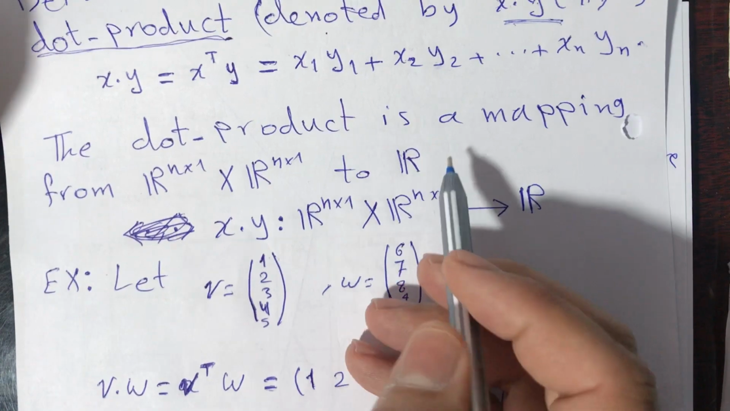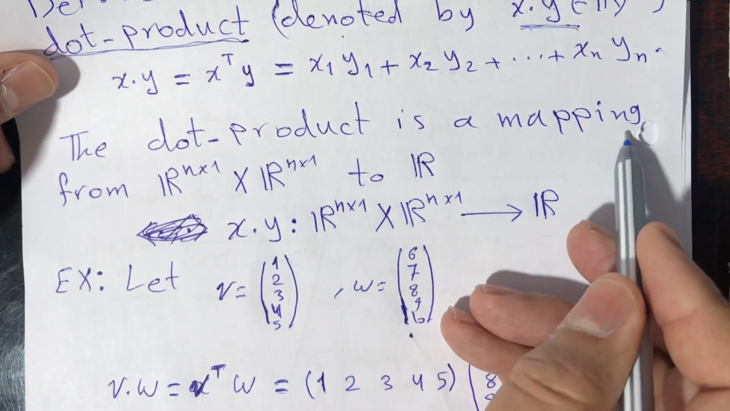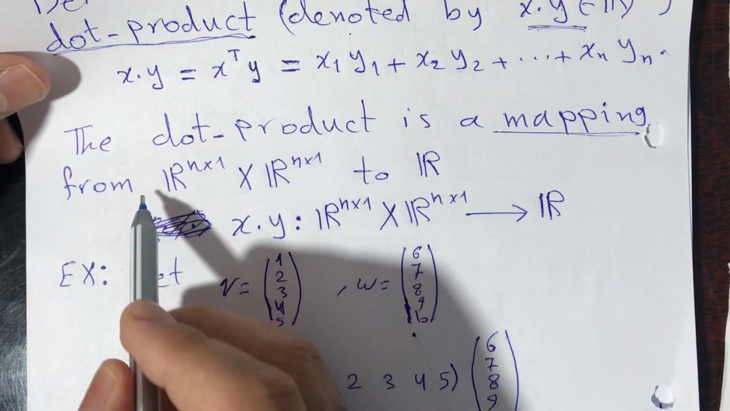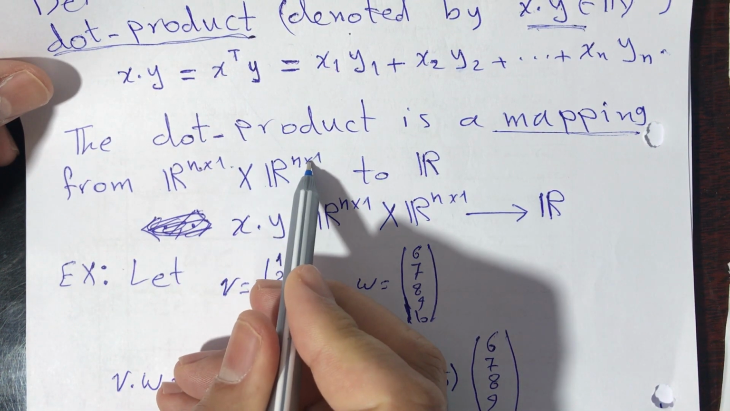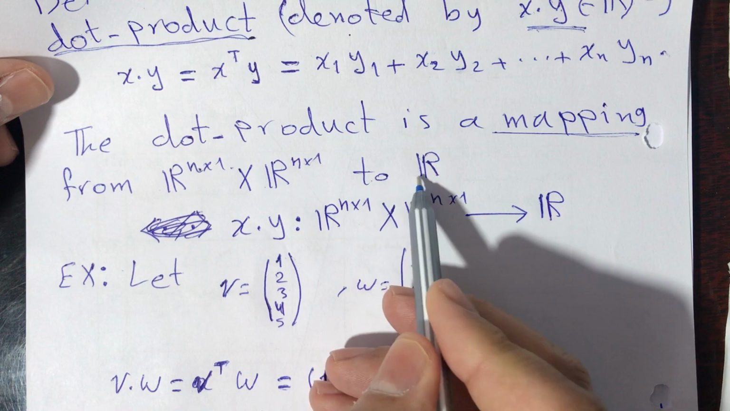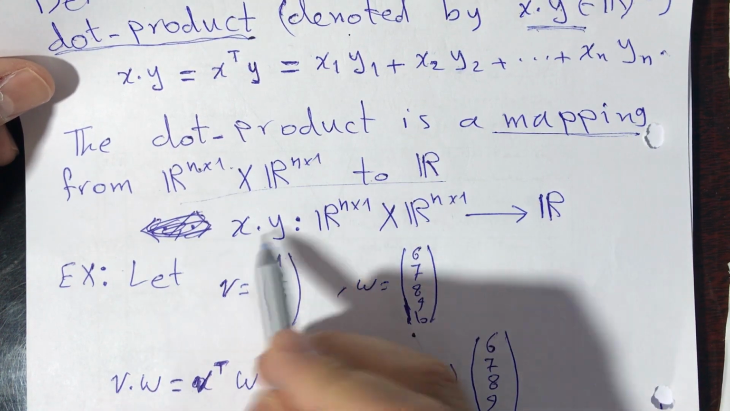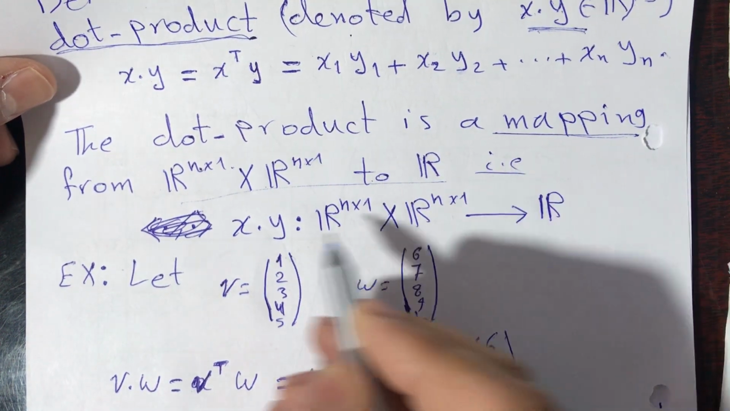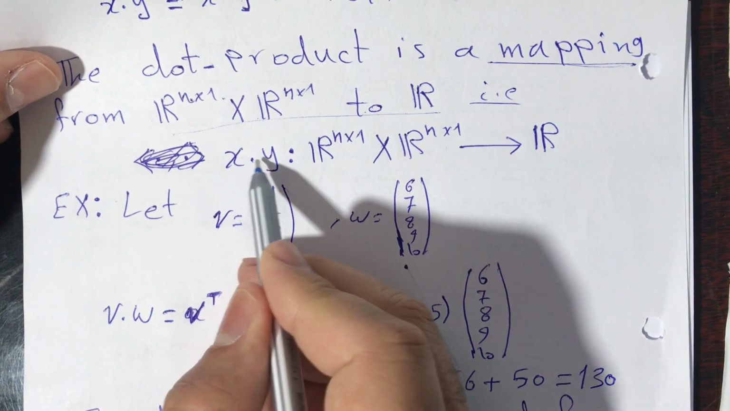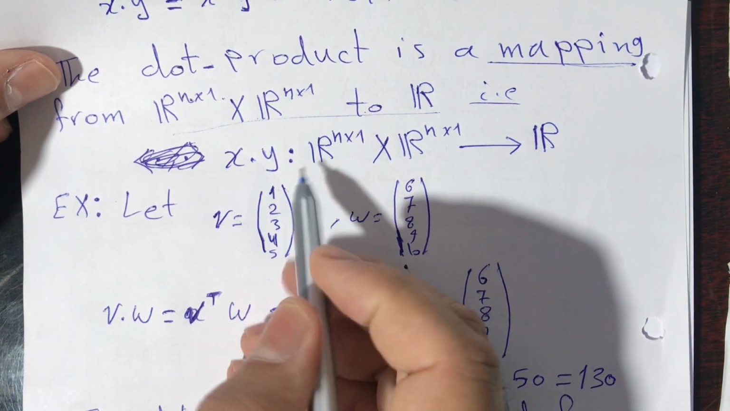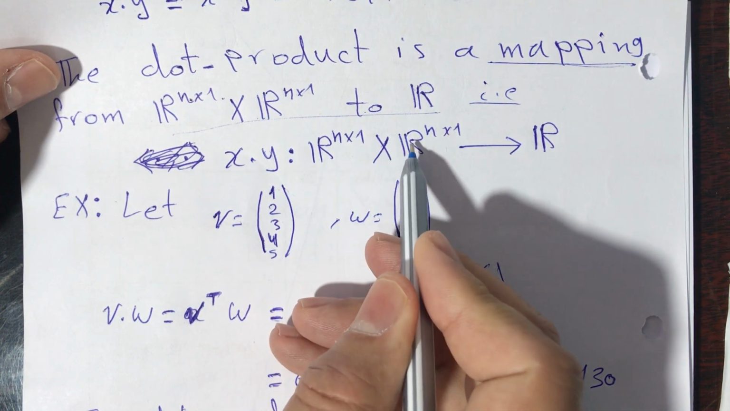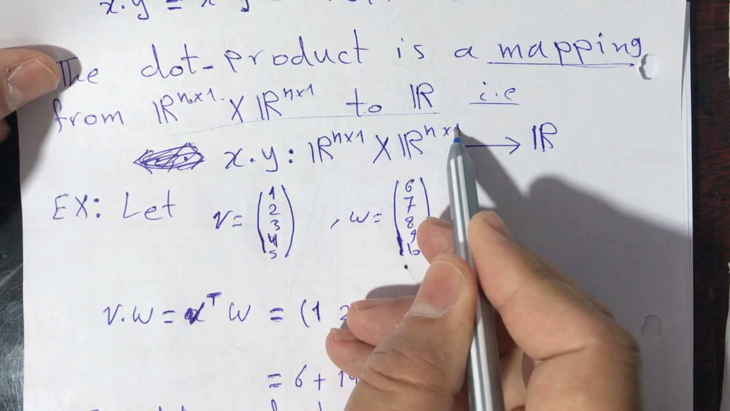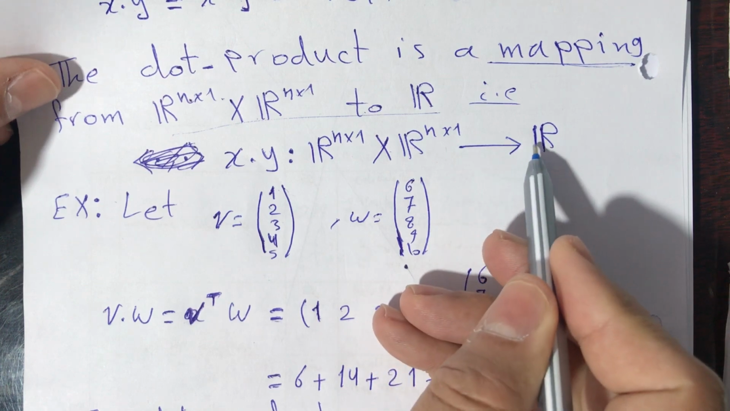The dot product is a mapping, that means a function, from R^(n×1) cross R^(n×1) to R. That is, x · y is a function, the dot product, from R^(n×1) × R^(n×1) into R.